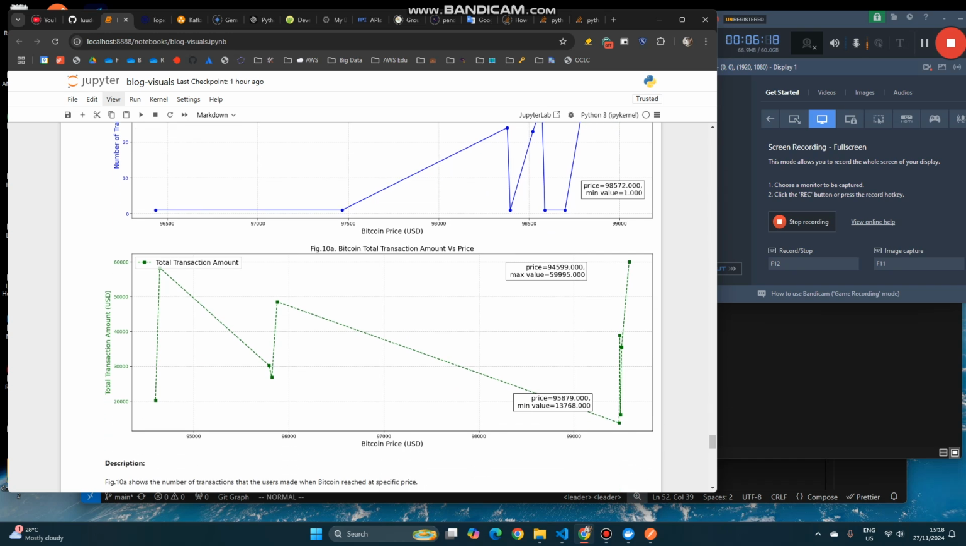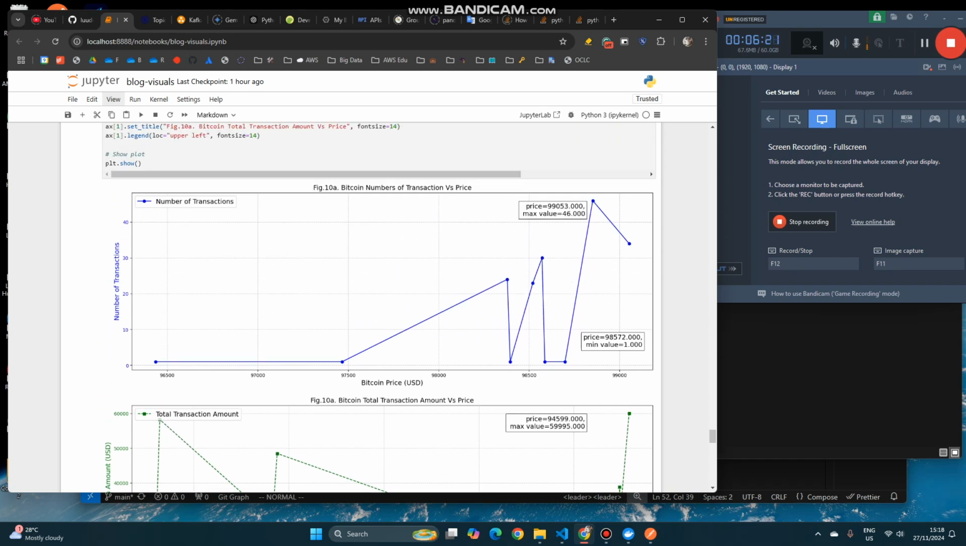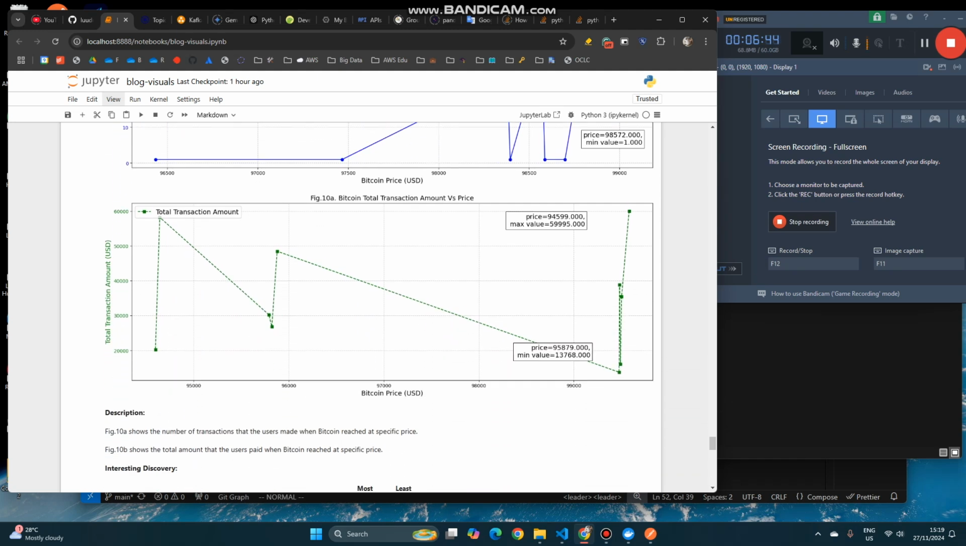Let's move to the next plot. So the final plot is about which price of Bitcoin the users make the most number of transactions, and which price of Bitcoin the customers make the least number of transactions. The second plot is about which price of Bitcoin the customers spend the most money, and which price of Bitcoin the customers spend the least money.